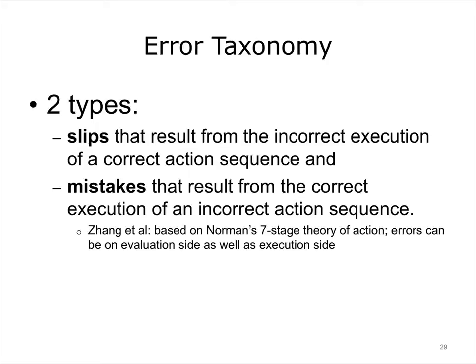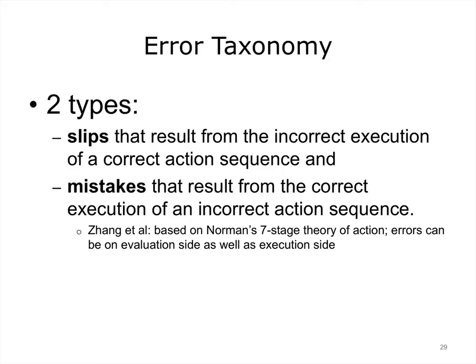There are two main types of errors, slips and mistakes. Slips are errors that result from the incorrect execution of a correct action, such as pressing a different key on the keyboard than the one intended. Mistakes are errors that result from a correct execution of an incorrect action sequence. For example, a person who does not know the correct spelling of a word will type the word incorrectly spelled, even if his typing is correct.